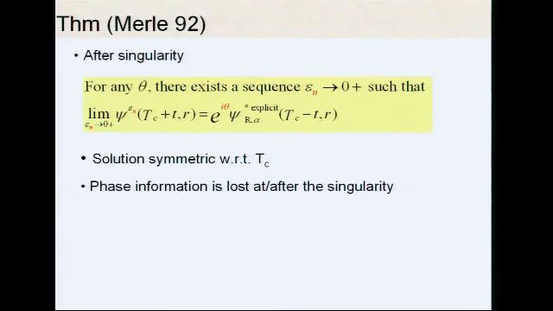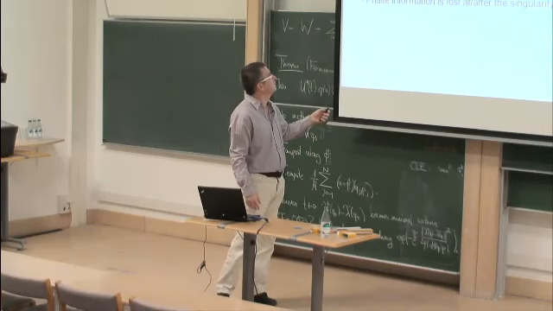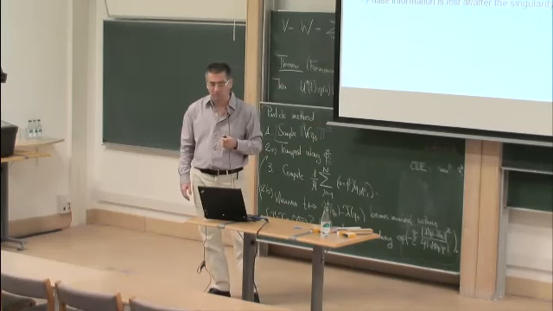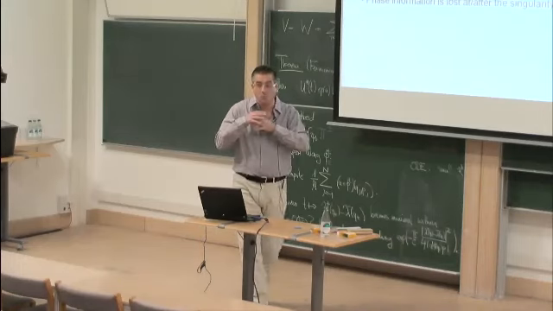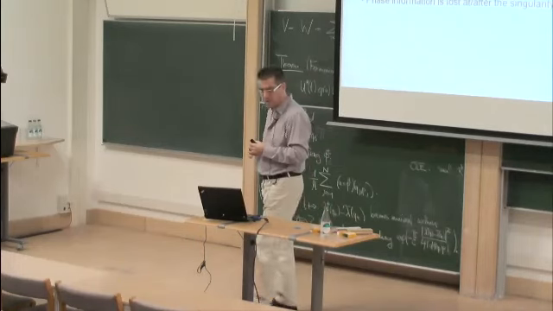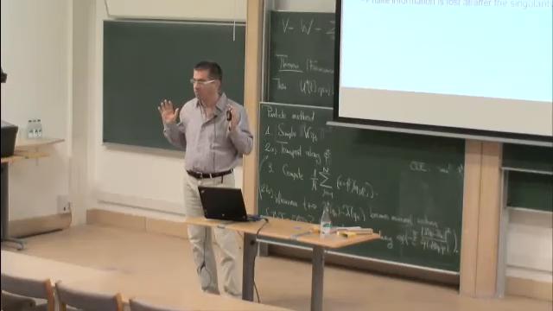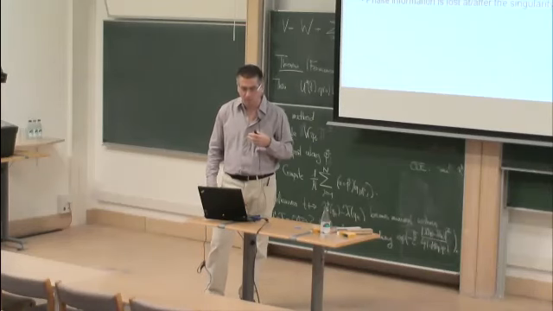But if you want to know what happens with the phase, you don't want just the restriction of the absolute value. Then it turns out that for any theta, there is some sequence epsilon n going to 0 plus, such that the limit of psi epsilon n goes to psi at tc minus t, but with some e to the i theta here. So you have the limit after the singularity up to a constant phase, which you cannot determine. So the solution is completely symmetric with respect to the singularity point, except for the phase information, which after the singularity is lost.